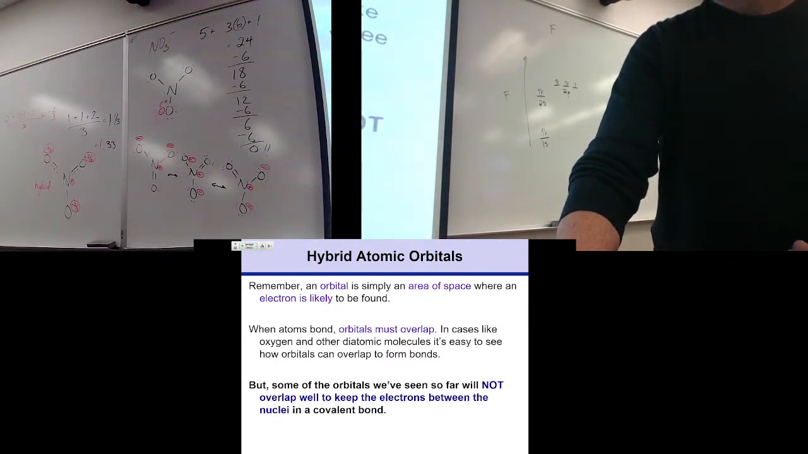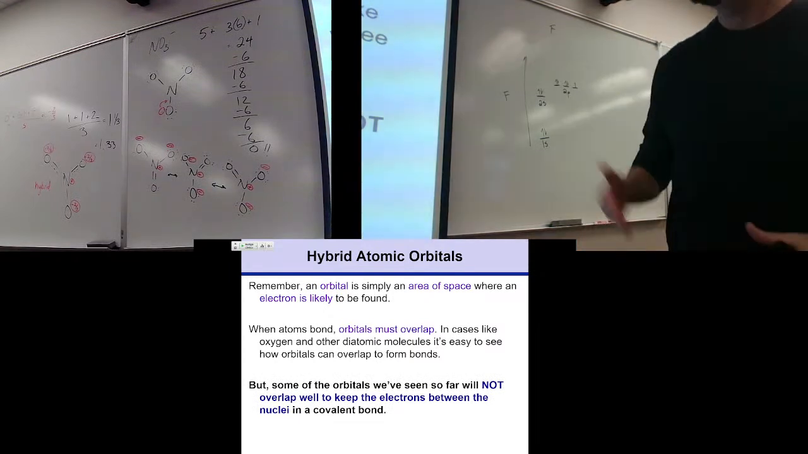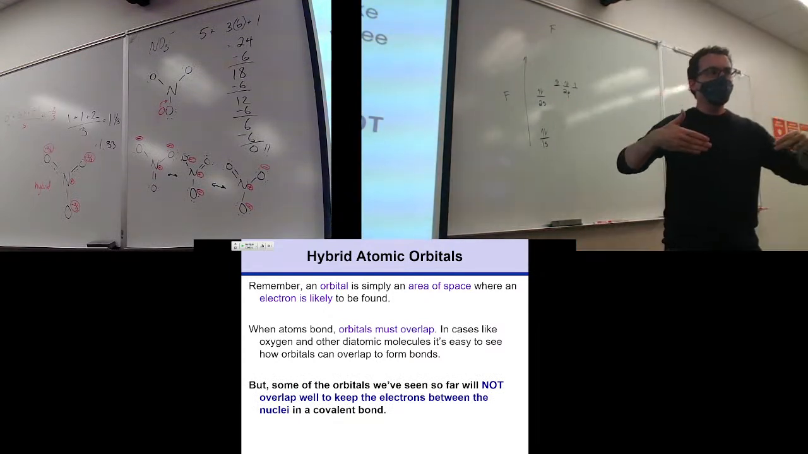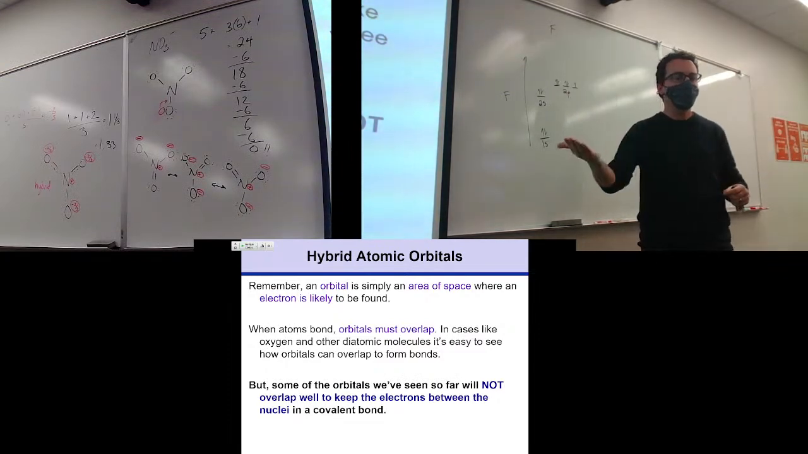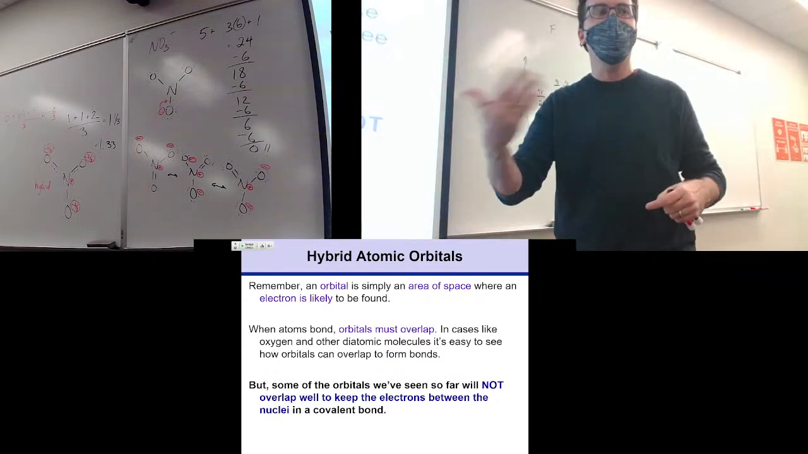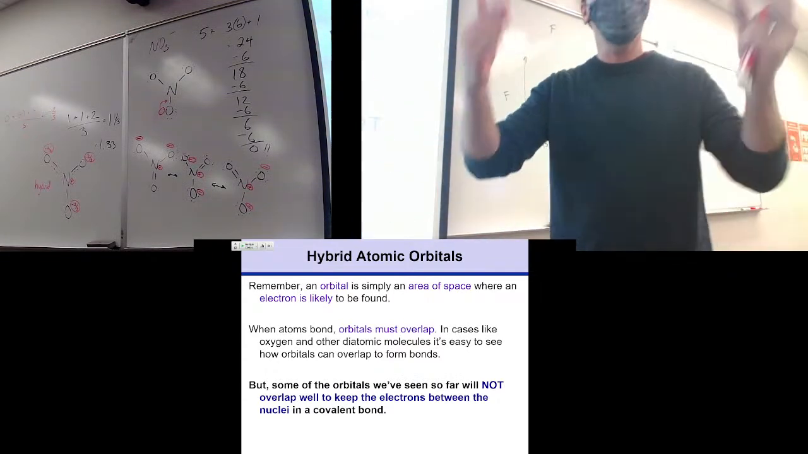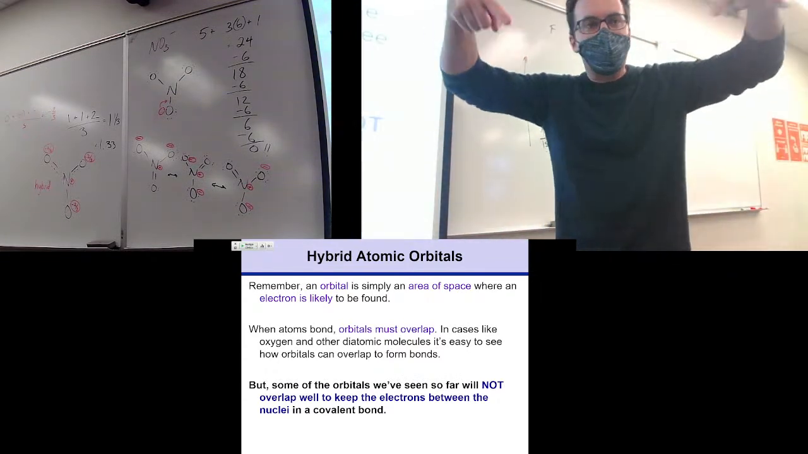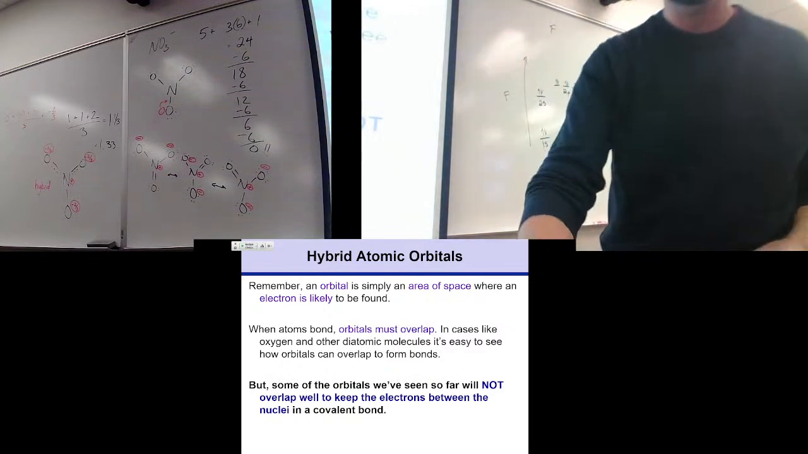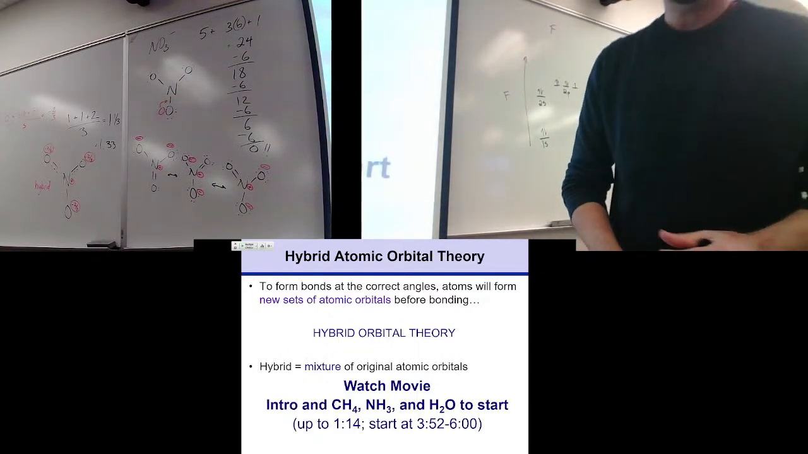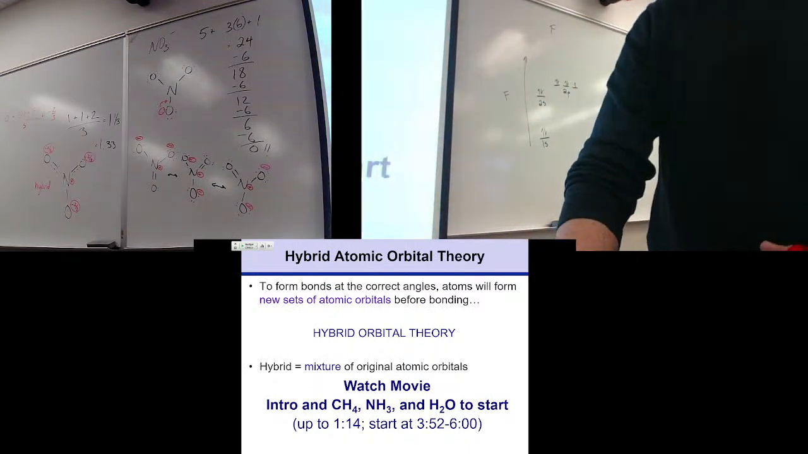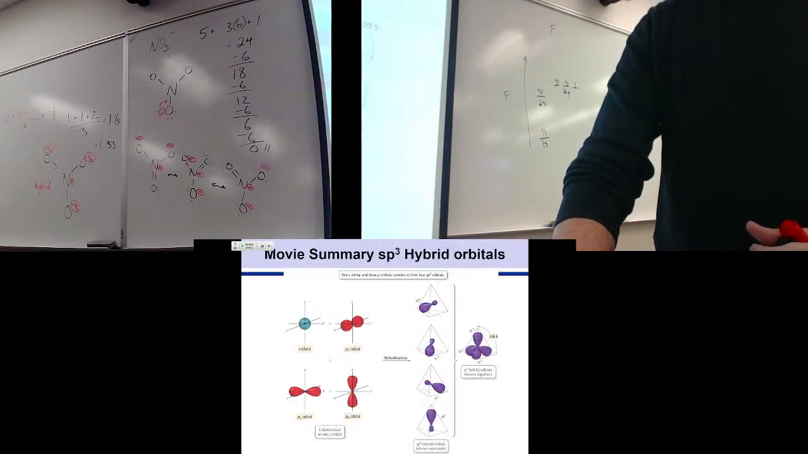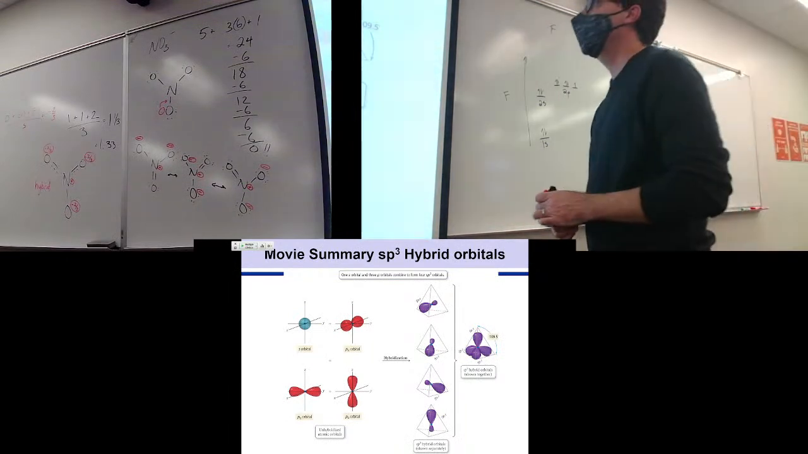So, the goal is to make new orbitals that are pointing in the correct orientations to make these angles that we've come to be familiar with. Tetrahedral bond angles, 109.5. How do you get the orbitals to point downwards like that at these angles? So, hybrid orbital theory. And this movie doesn't work, so I'm going to have to draw it on the board. But we're going to start with this concept of sp3.